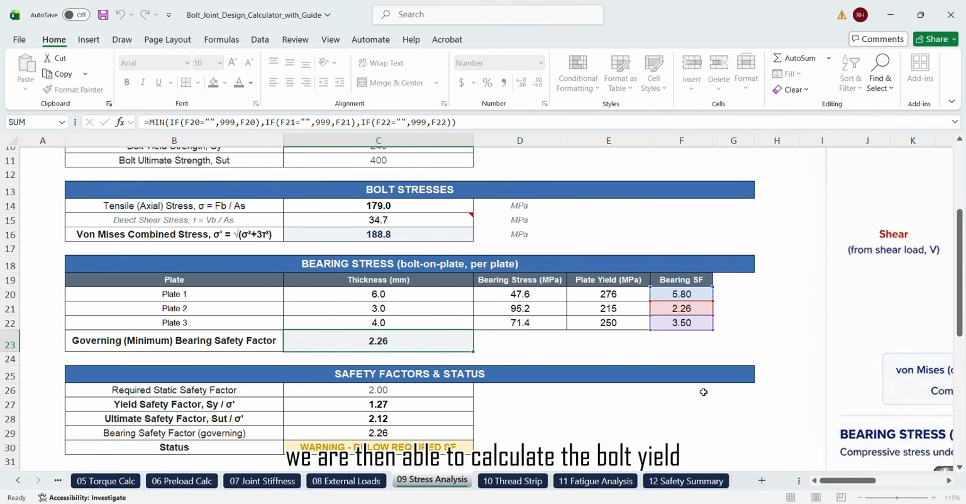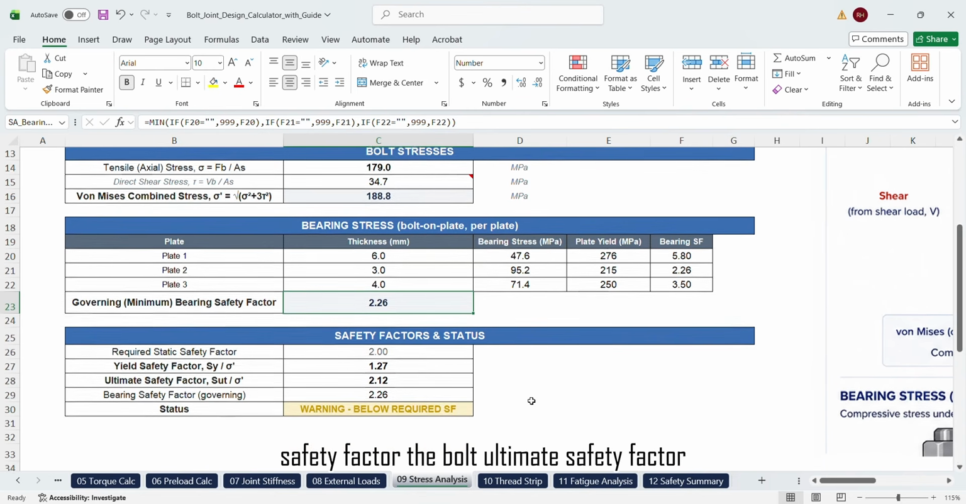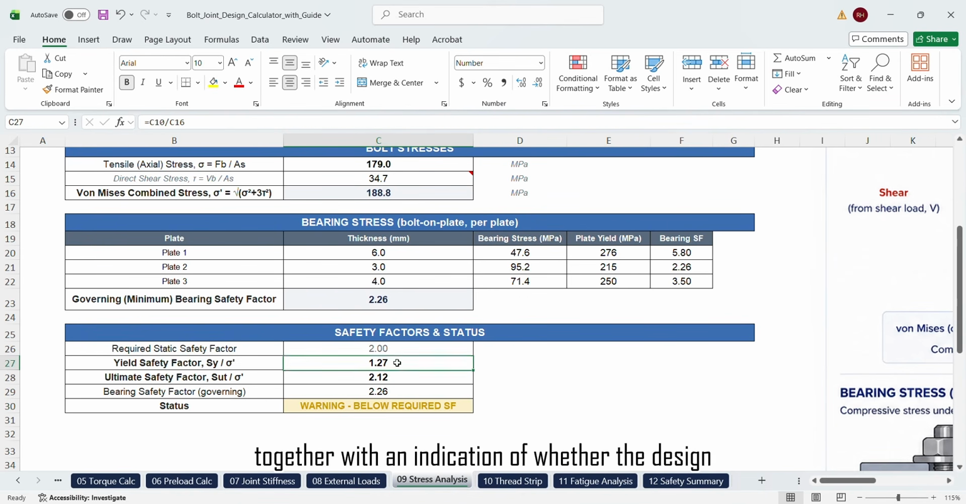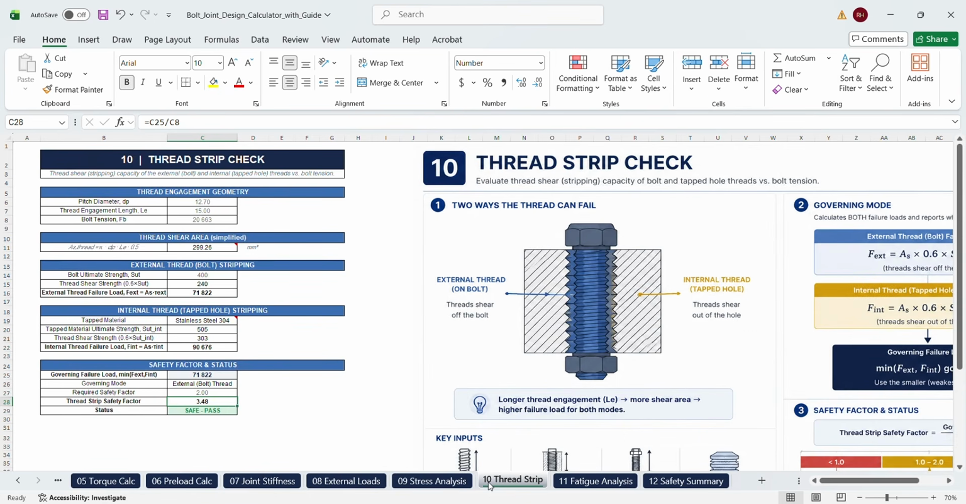We are then able to calculate the bolt yield safety factor, the bolt ultimate safety factor, and the bearing safety factor for the plates, together with an indication of whether the design is safe or not. Here, for example, with a safety factor of 1.27, the result is considered a warning.